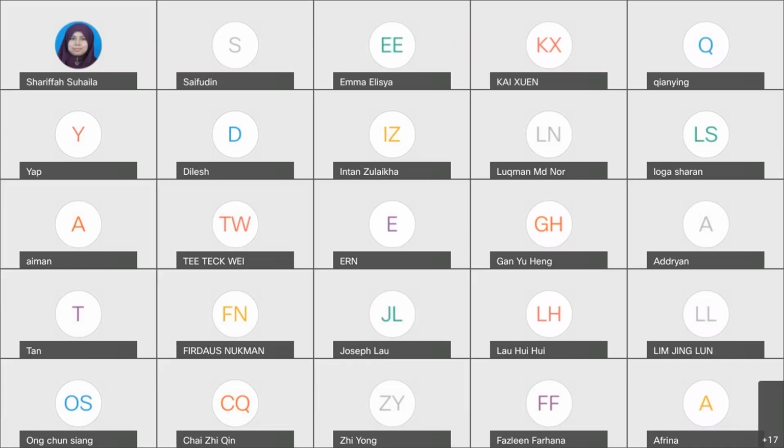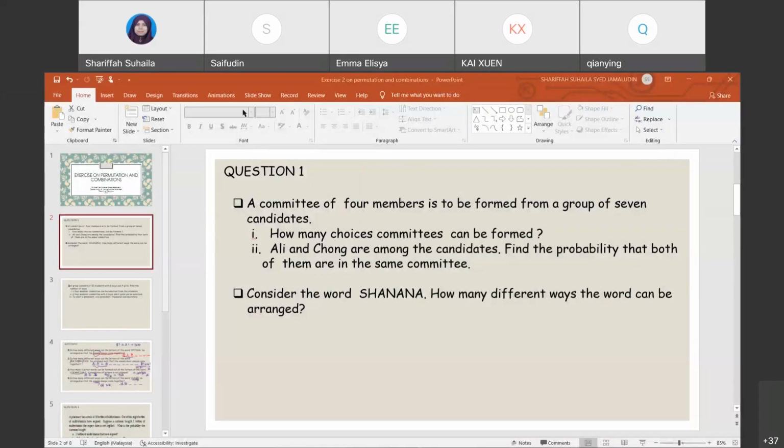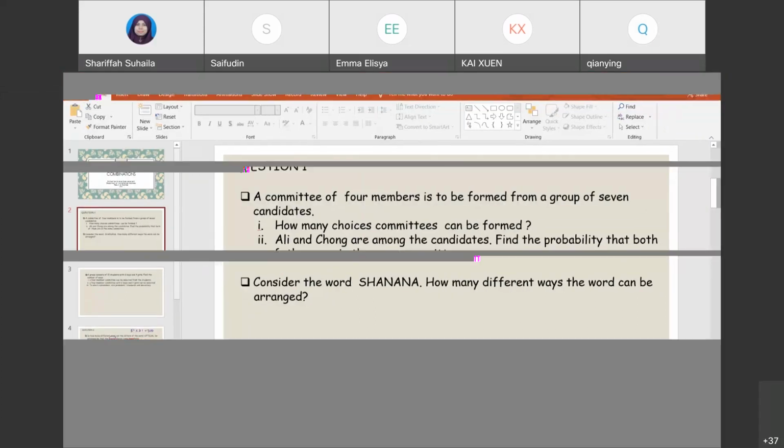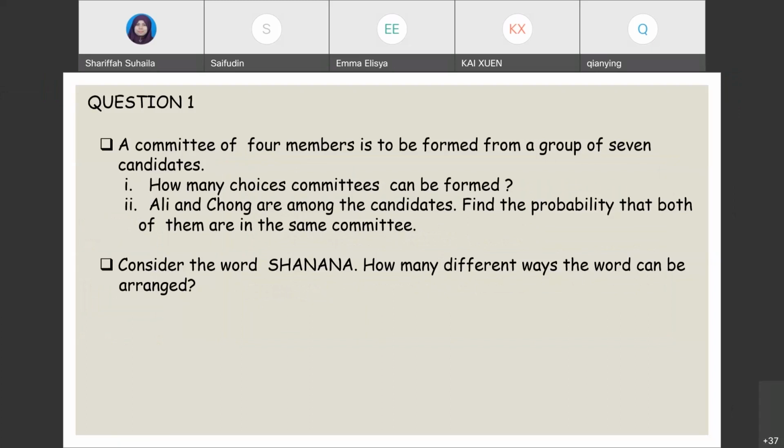Okay, we go back to the exercise. You do not need to copy the questions. Later I will share the slides on the blackboard. Okay, read the question and try doing it first. This question I have mixed, combination with permutation. So you have to read the question carefully.